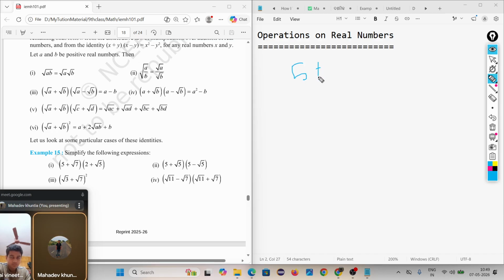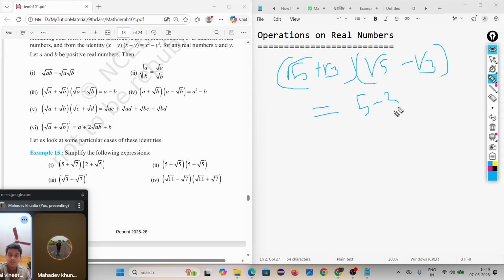Look, root 5 plus root 3 into root 5 minus root 3. Your answer will be how much? Root 5 minus root 3, 5 minus 3, direct apply, 2. This is how the identity helps during calculation.